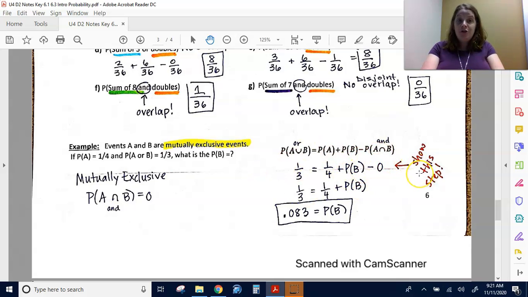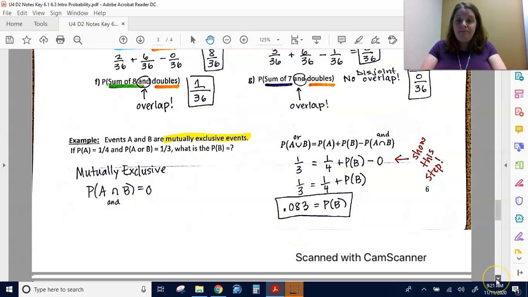And you should always show this step. If you're going to use a formula, you should show substitution into the formula. You don't need to write the generic one down with the symbols, okay? Just write where you've substituted everything in the right place, and then you can solve however it makes the most sense to you. I just put this into my calculator as 1/3 and subtracted the 1/4, and I end up with 0.083 for my probability of B.